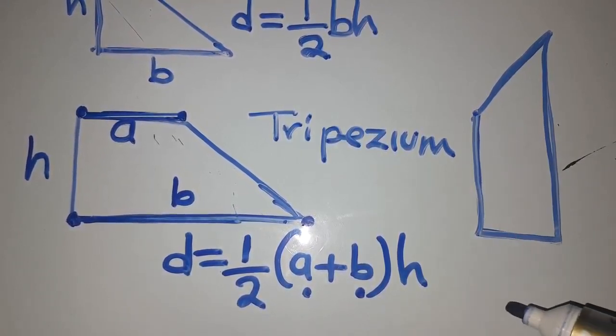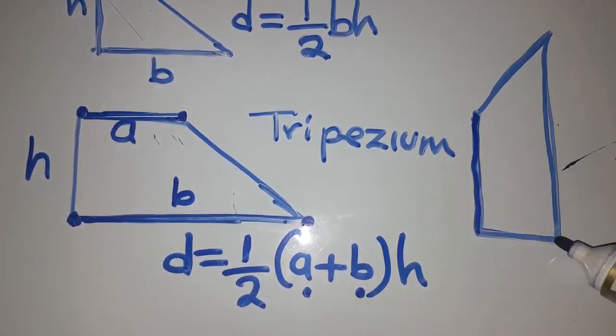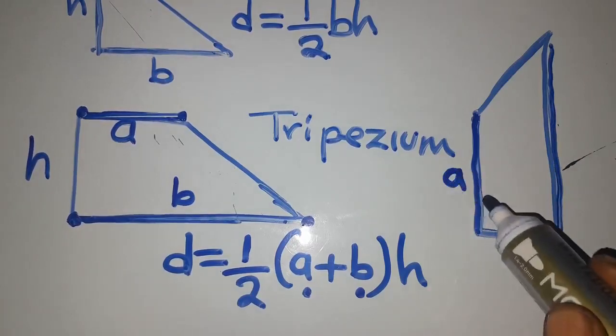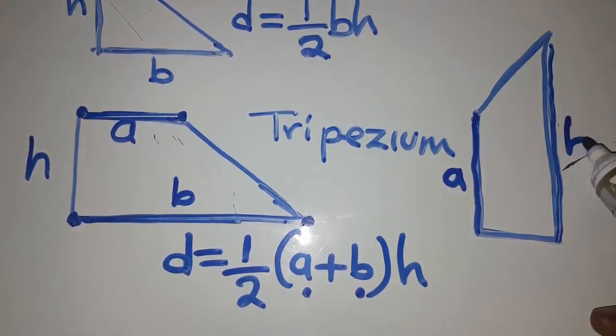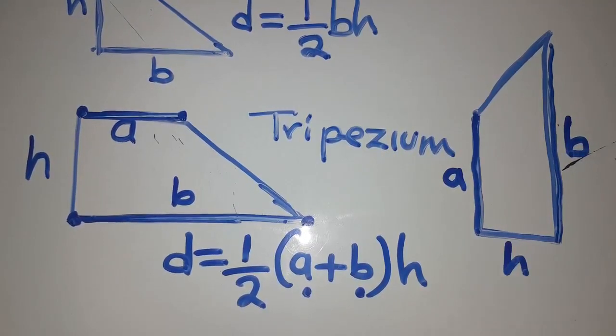You need to locate two lines which are parallel to each other. Have you seen the way this one is like this? We also have this one like that. So this short one is called A. This long one is called B. Then this one is the height, that is joining these two.